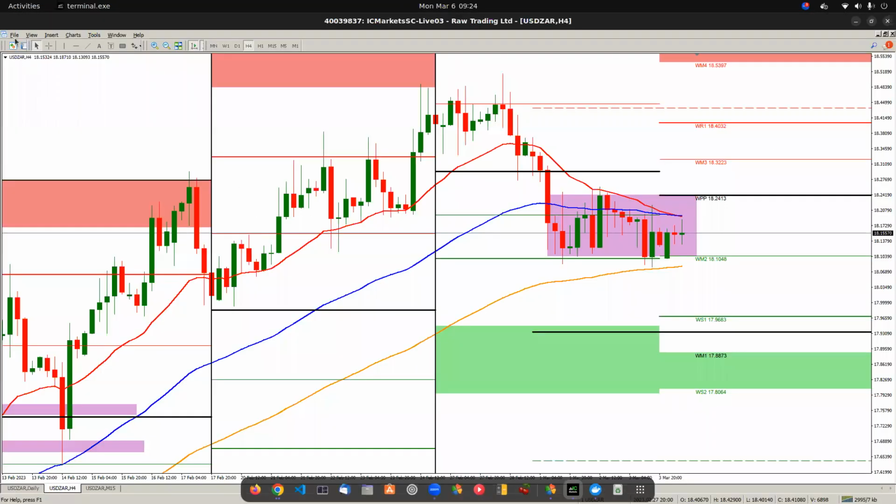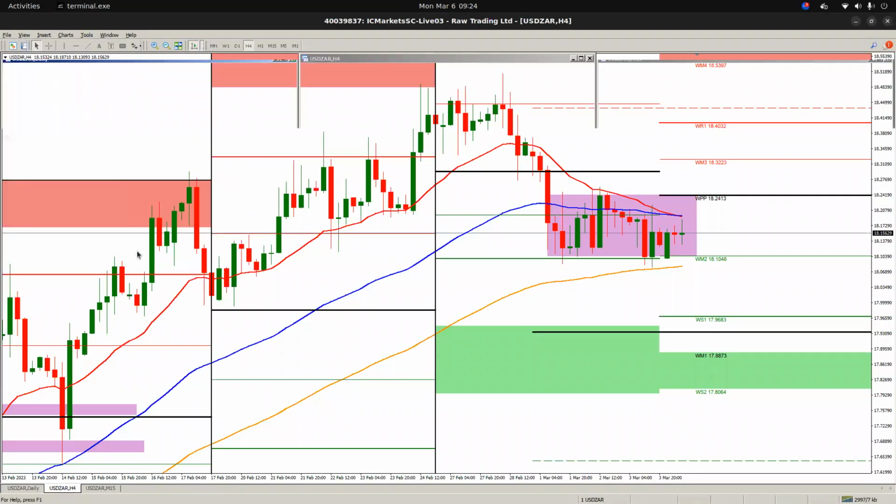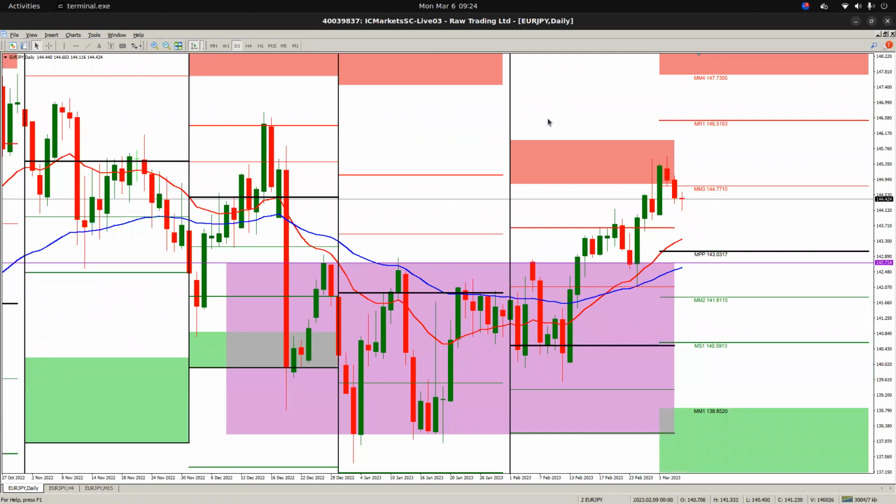Okay, let's take a look at Euro yen. All right, so Euro yen is currently in position for a sell. You can see here, we've broken the support on the left-hand side. Okay, let's do this.